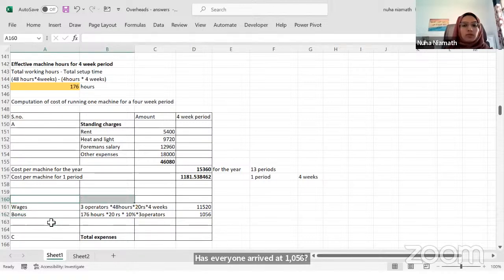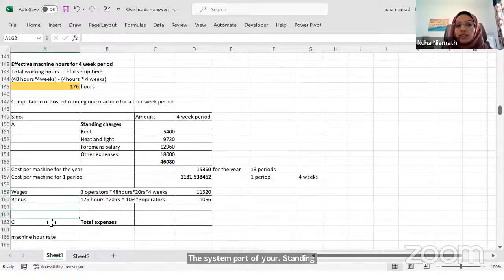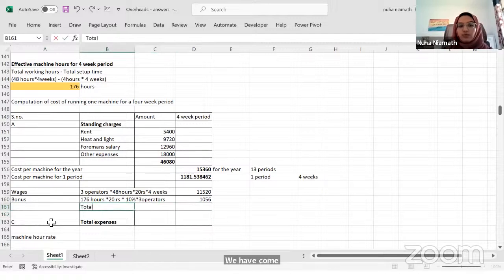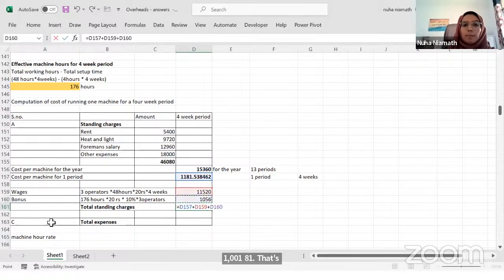And we still have not come to the machine expenses. This is still part of your standing charges, because wages and bonus is again something for the total, right? We have come to a total standing charges of 1,181 plus 11,520 plus 1,056. So this is the total standing charges of 4-week period for one machine.